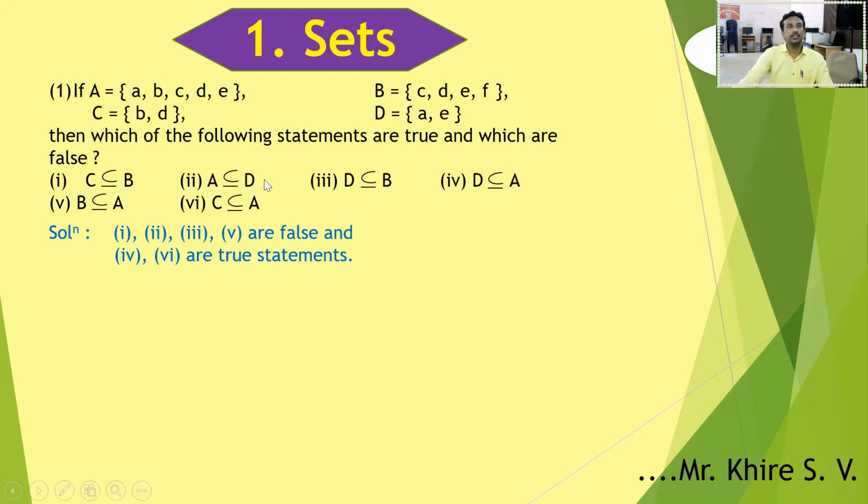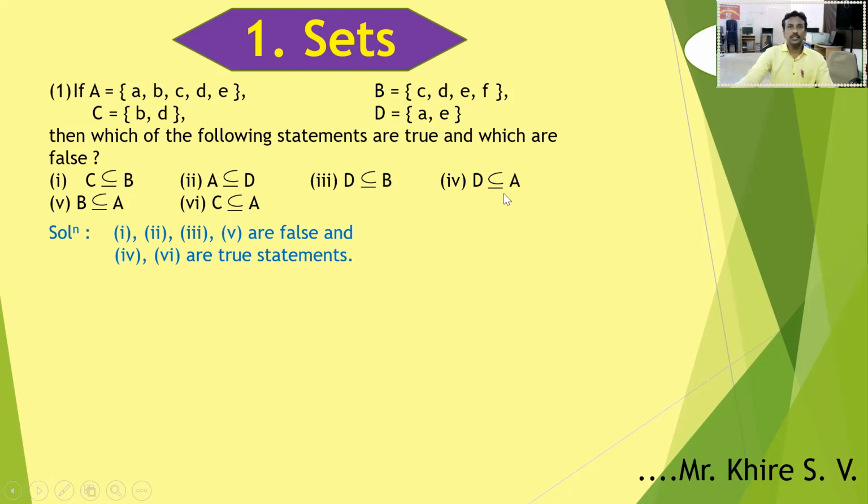Similarly, A is a subset of D. The elements in the set A are not in set D. Therefore, this is also a false statement. Third, D is a subset of B. A and E are there. Only E is there. A is not in B. Therefore, the third example is also a false statement.